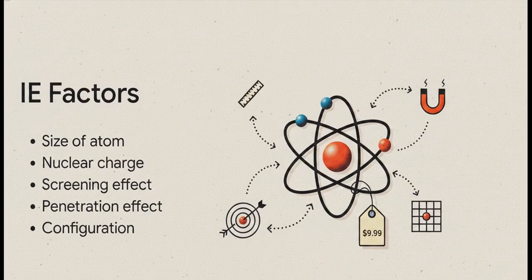So what actually drives this price up or down? Well, it relies on a few key factors: the size of the atom, the nuclear charge, the screening or shielding effect from those inner electrons, penetration effects, and the atom's electronic configuration, like if it has stable or half-filled shells. But as a general rule of thumb, because atoms get smaller and hold their electrons tighter across a period, that ionization energy price tag goes up. Conversely, as you go down a group, the atoms get bigger, those outer electrons are way farther away from the nucleus, and so the energy cost to steal one just drops.